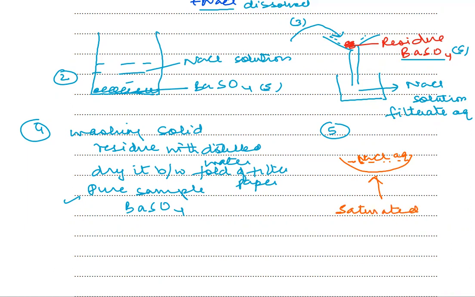Now, once the solution becomes saturated, we will switch off the burner, and we will let the water evaporate at room temperature. So basically what we will be doing in step 5, we can write down, we will make the saturated solution of NaCl by crystallizing it, right, by the process of crystallization.